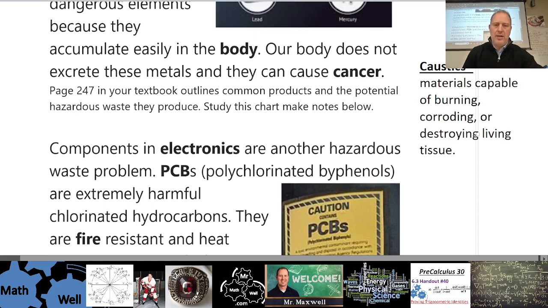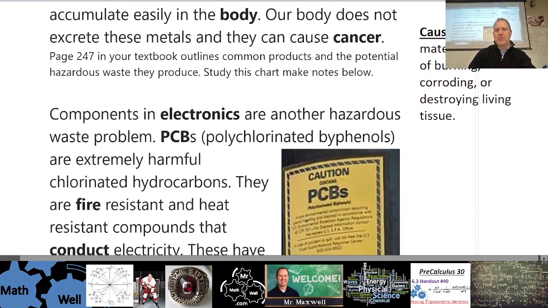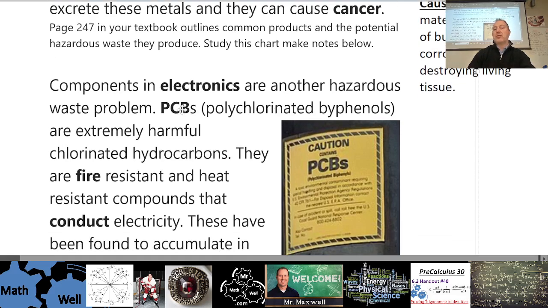Components in electronics are another hazardous waste problem, as we've mentioned before. PCBs, this is close to PVC, but PCBs are polychlorinated biphenyls, okay? Actually, that should be a BI, biphenyls. So polychlorinated biphenyls, that's BI, are extremely harmful chlorinated hydrocarbons. They are fire-resistant and heat-resistant compounds that conduct electricity.